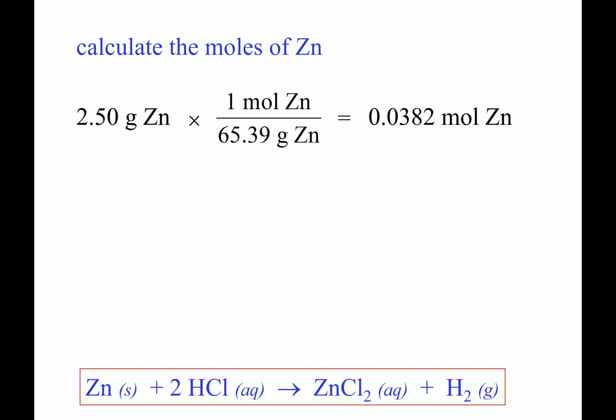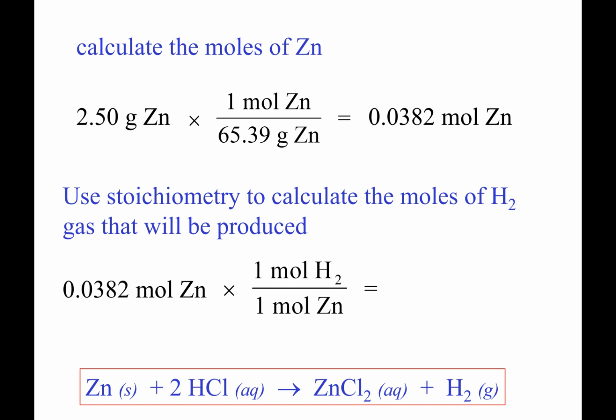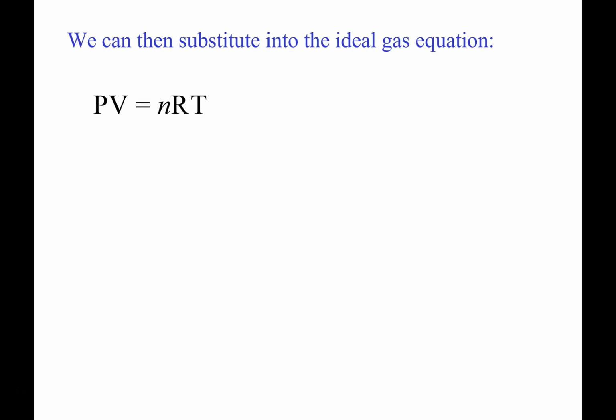But don't forget to show that. So the way we know to show it is we would take the moles of zinc like that, 0.0382 moles of zinc, and we'd multiply it by 1 mole of H2 over 1 mole of zinc. And we would get 0.0382 moles of H2. And now this really kind of becomes what we've talked about this afternoon. So if we look back now at what we don't know, it was volume. So if we solve for volume, we divide both sides by P. It looks like this. Volume is equal to nRT over P.